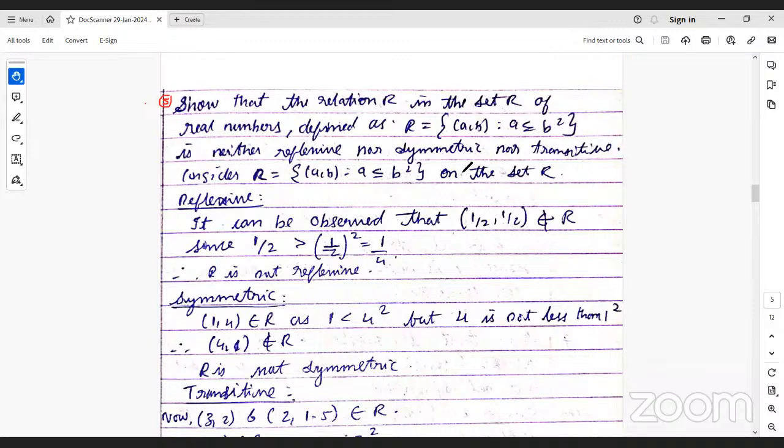So again, in the solution part, first we need to take the definition of the relation. So the relation is A comma B such that A is less than or equal to B square on the set of real numbers. Here, I had told you the given relation is a subset of the Cartesian product of real numbers. So R is a subset of real numbers here. Don't get confused with both the R's.